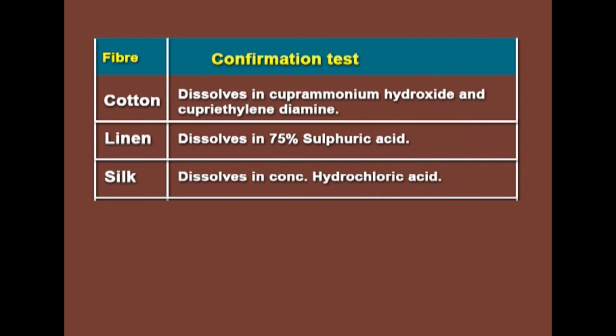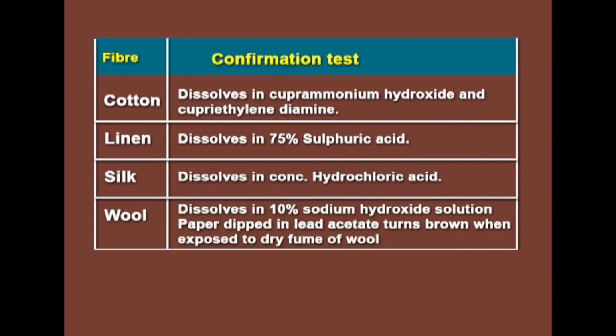If we take silk, silk dissolves in concentrated hydrochloric acid and also it dissolves in 10% sodium hydroxide solution. But wool, if you take, it dissolves in only 10% sodium hydroxide solution, but it does not dissolve in hydrochloric acid. But when you dip a paper in lead acetate solution and expose it to dry wool fumes, then you find that the white lead acetate turns brown. This is another confirmation test for wool.